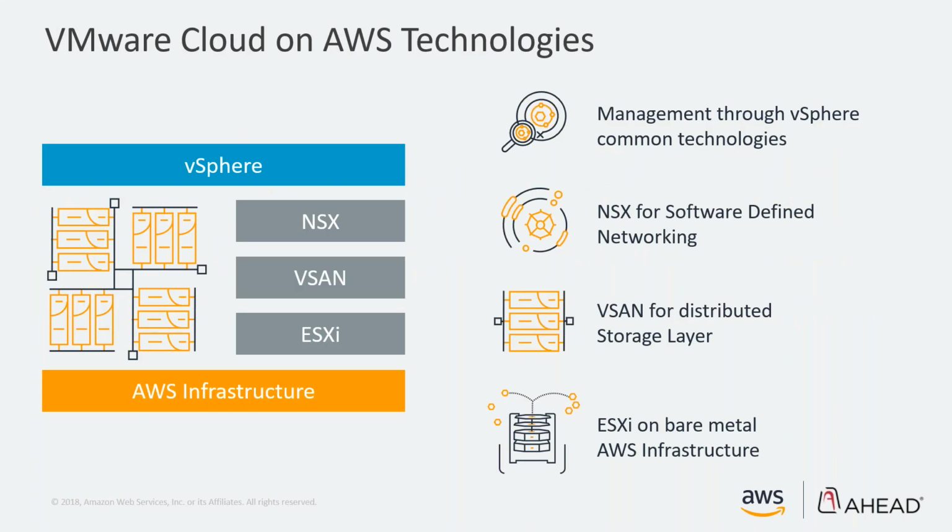So let's start to get into the way this works here. Starting at the bottom, this is AWS bare metal infrastructure. This is ESXi running on bare metal hardware. This is not running on an EC2 instance, meaning that this is not a stack of hypervisors. This is ESXi on bare metal. And then on top of that, you've got vSAN, NSX, and vSphere for the storage, the networking, and the management tools that you're familiar with.